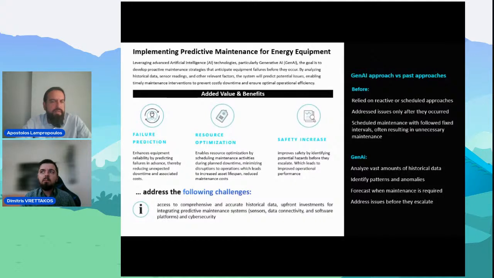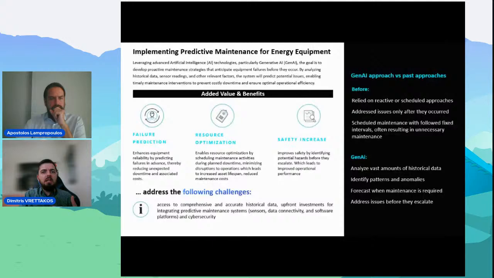What is the difference that GenAI brings to the table on top of these ML solutions? Yep. Indeed, this is a very good question and a very good comment. There are, let's say, three velocities of predictive maintenance. The old-fashioned maintenance, as you said, relies on reactive or scheduled approaches, addressing issues only after they occurred, and activities similar to that. This is the first velocity.